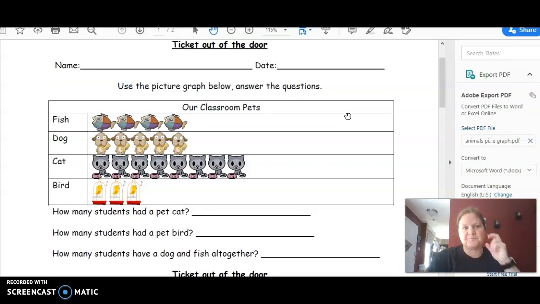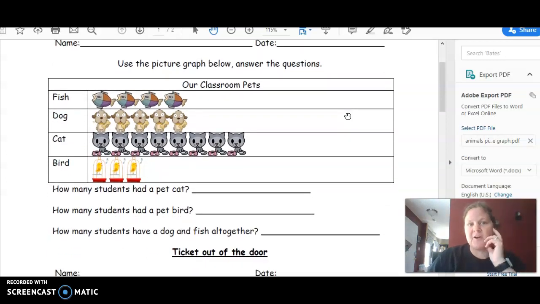This is a picture graph. Remember, a graph is a way to represent our data. And our data is the information that we have collected or gathered. This one has a title, just like a book. We gotta know what our graph is about. And this graph is about our classroom pets. Somebody took a survey and collected their data about classroom pets.